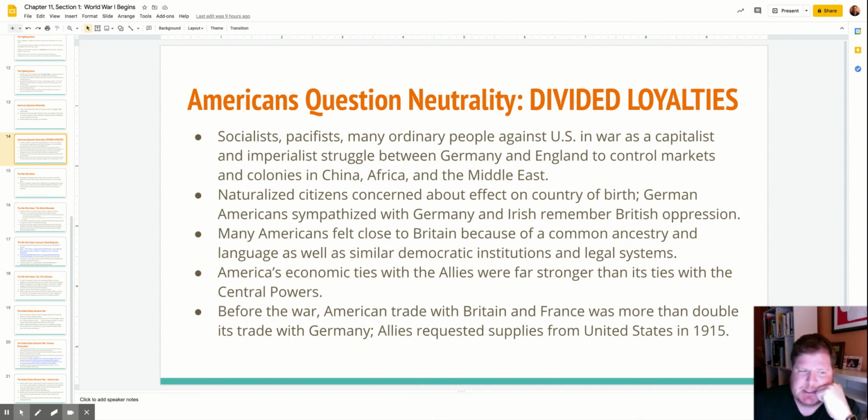We do see, though, some imperialists struggled between Germany and England to control markets. So this becomes an issue because we're like, hey, we do business with these countries. We want to support them, but it was hard to figure out who. And then our colonies in China, Africa, and the Middle East became an issue. So it was like, oh, what do we do to protect them in that market?